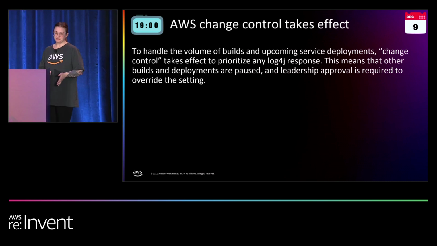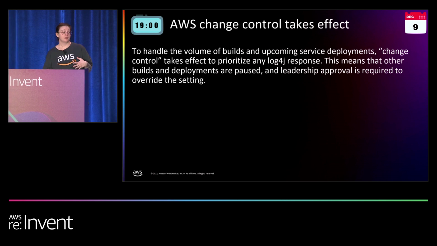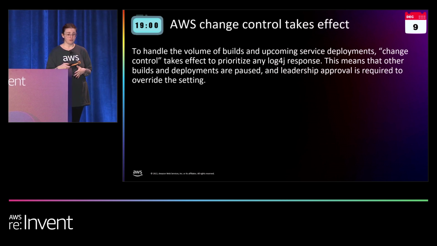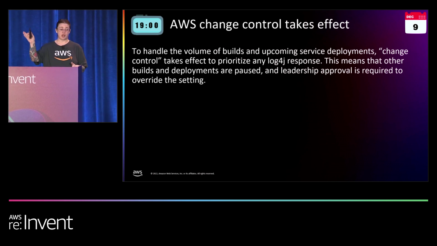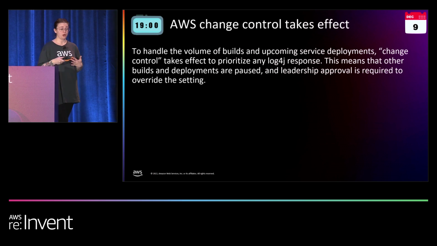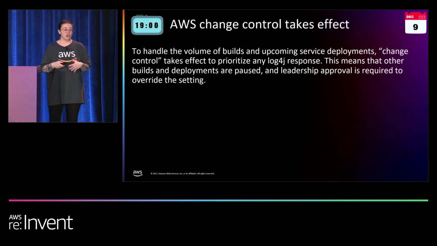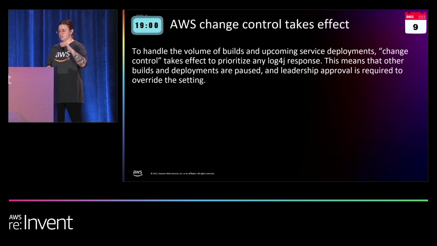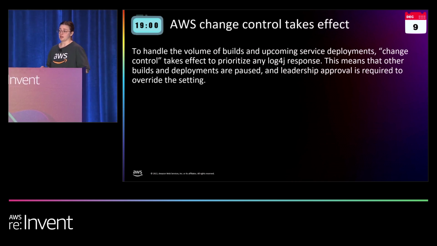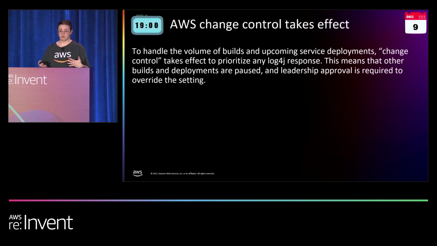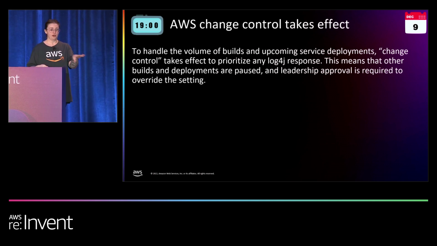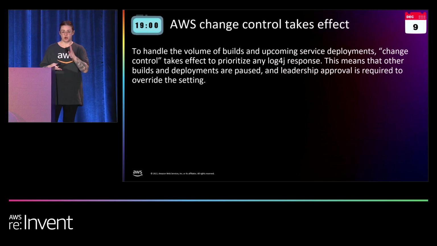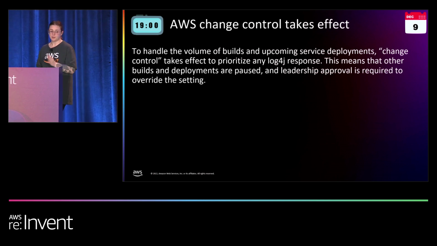So at around 7 p.m., change control takes effect. So to handle the volume of upcoming builds and deployments, we implement change control. And that basically stops all other builds and deployments to prioritize work for Log4j. Generally, that means that you have to get pretty far up into senior leadership to get approval to deploy something that's not relevant, right? So in this case, and often that means nothing, right? So for a lot of things, for a lot of change control, it means there are no deployments. And in this case, it means only Log4j. Only Log4j builds and deployments are going.